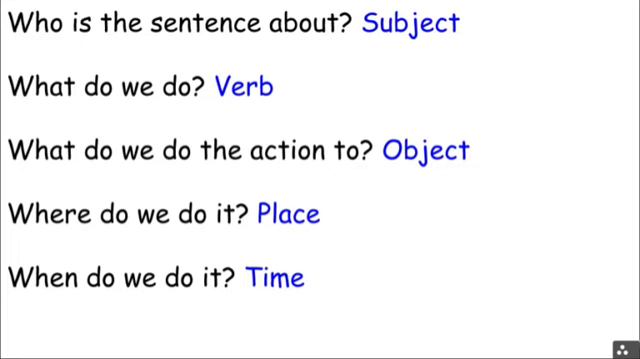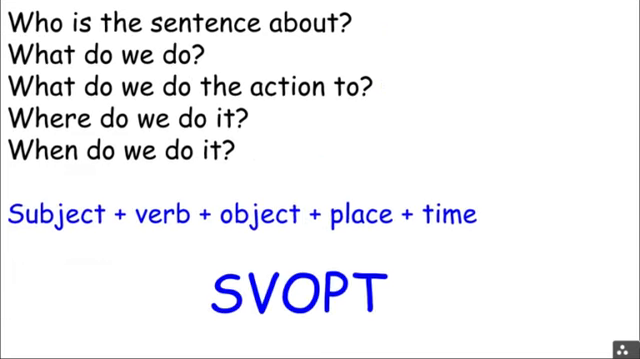So, the important thing to take away from this is who is the sentence about is your subject. What do they do is your verb. What do we do the action to becomes your object. Where do we do it is your place. And when do we do it is your time. This is how we can make a good big sentence in English. SVOPT.